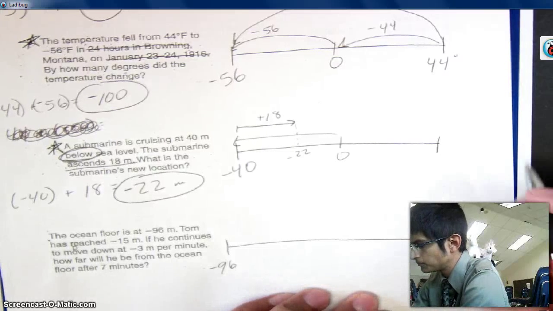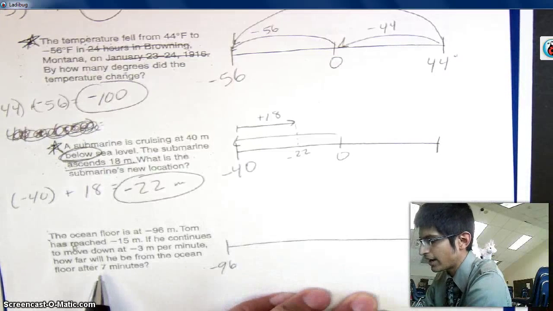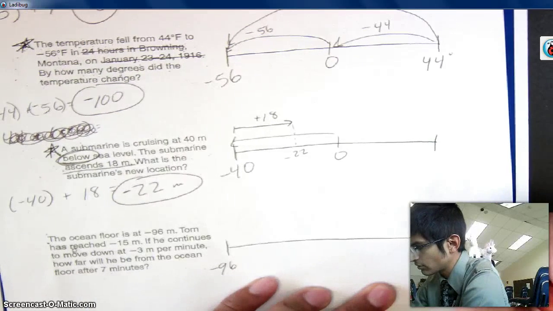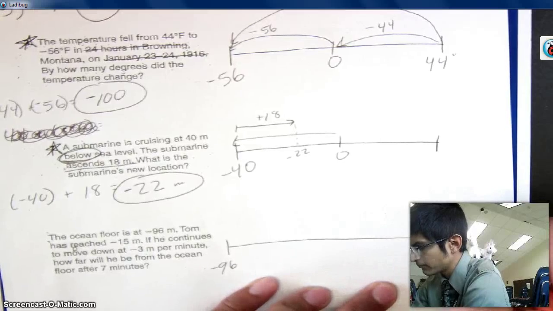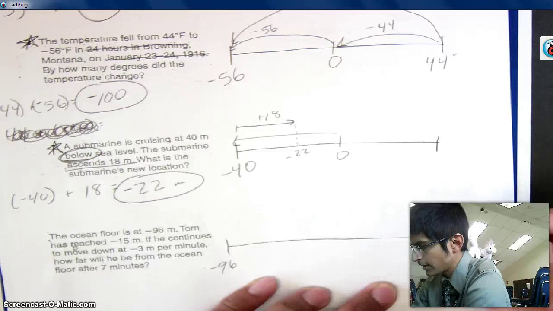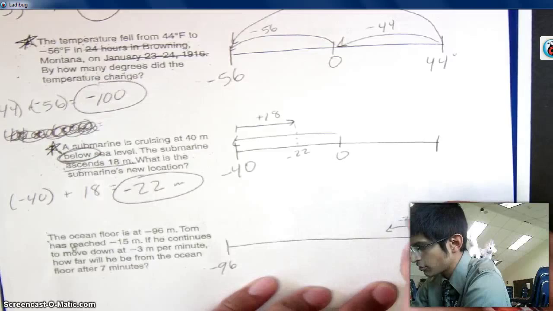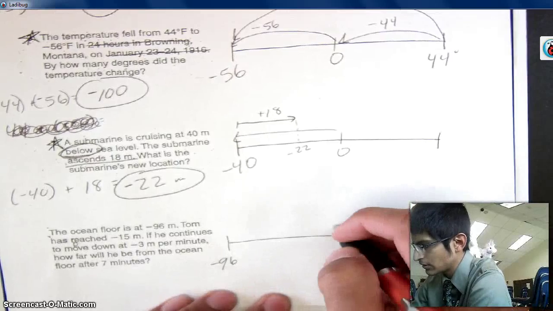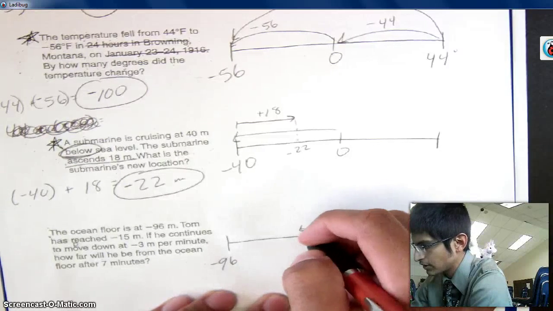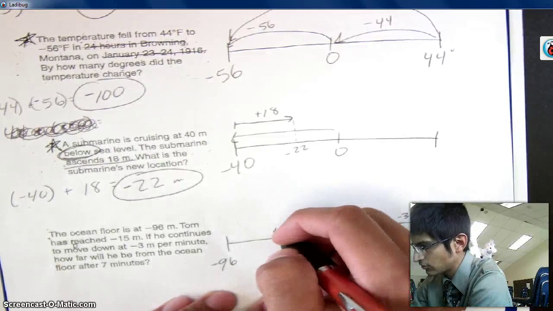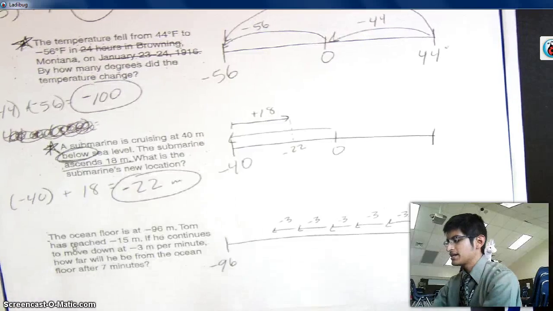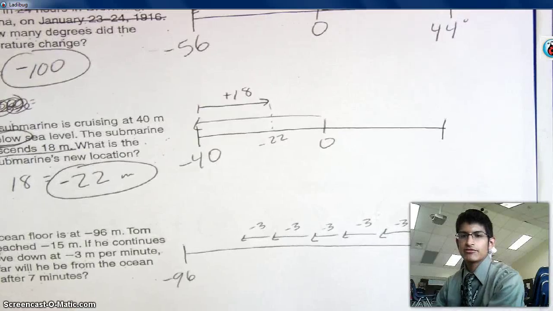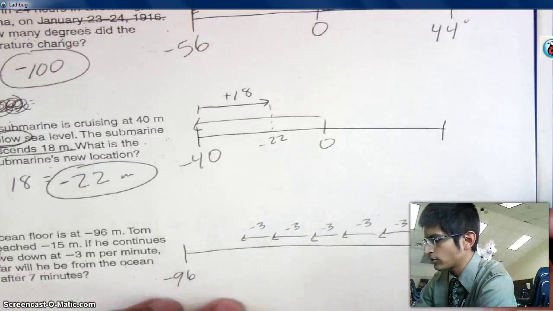So let me see here. He's going to do this 7 times. So he goes backwards minus 3. That's 1 minute. Backwards minus 3. That's 2 minutes. Backwards minus 3. 3 minutes. Backwards minus 3. 4 minutes. 5 minutes. 6 minutes, 7 minutes. So I did negative 3 7 times, and you should remember that's multiplying, right? So negative 3 times 7 means he went backwards 21 spaces total.